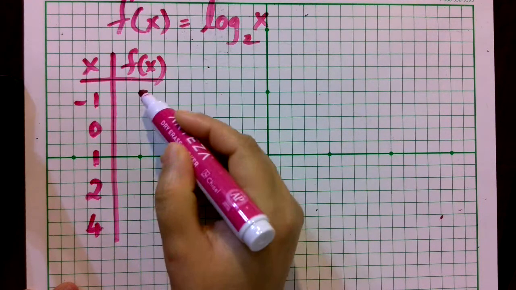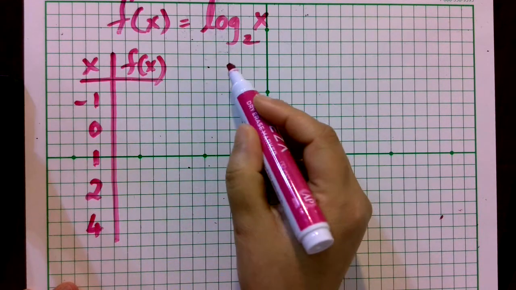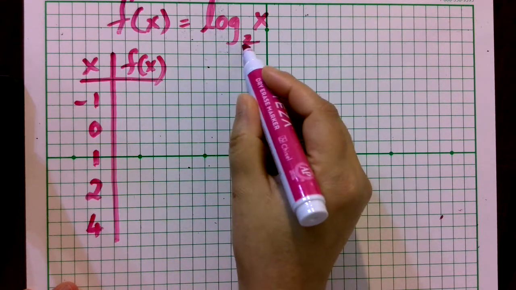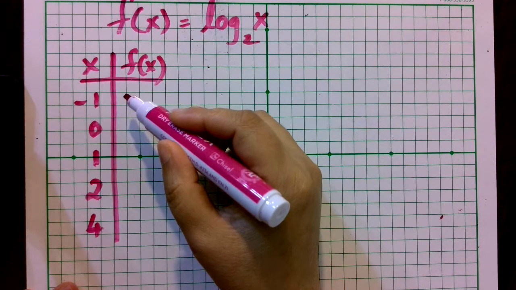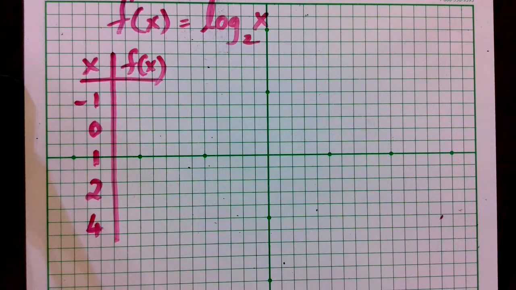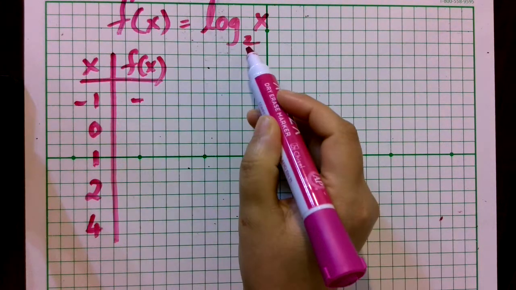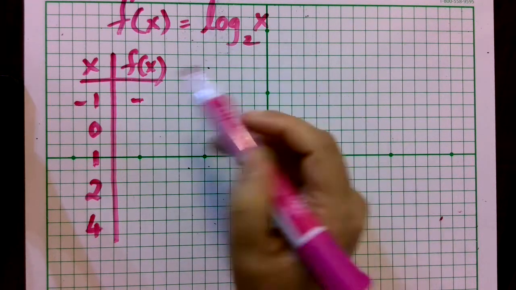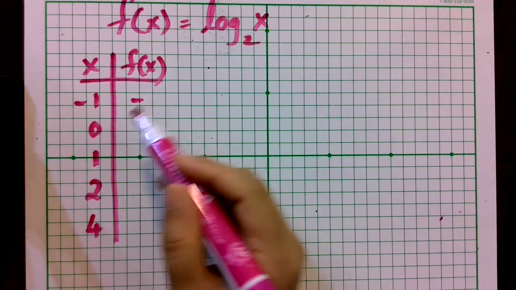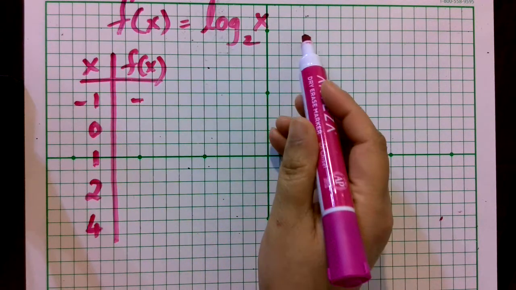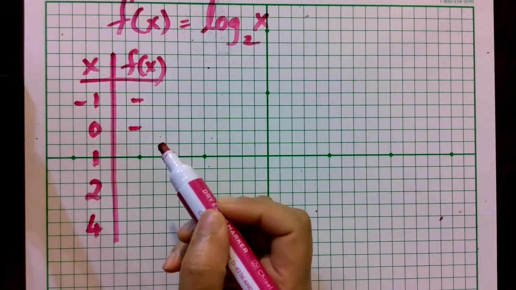Now we need to find out our y values, or f of x values. In order to get those, you have to think: 2 raised to what power gives you a -1? Now that is not possible. So that is undefined. We cannot raise that 2 to any number so that the answer is -1. And same as the case with 0. 2 raised to what power gives you a 0? There is no number that we can use here.